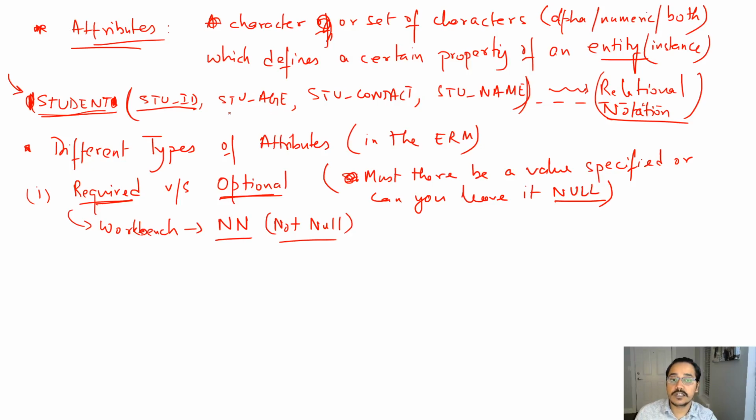Do you absolutely need to have an age, or can you leave it as an optional field? Do you absolutely must have the students specify a contact information, or can you leave it blank? Do you absolutely must have a student specify a name, or can you leave it blank? These are some of the discussions that you need to have with respect to required versus optional. For any and every attribute that you establish, you need to think about whether that attribute is required or optional.